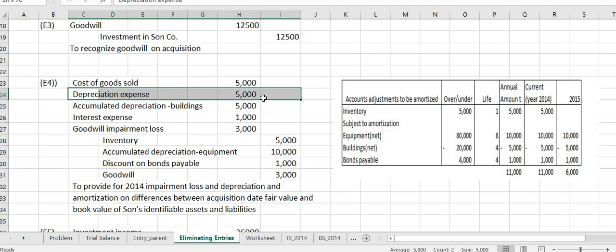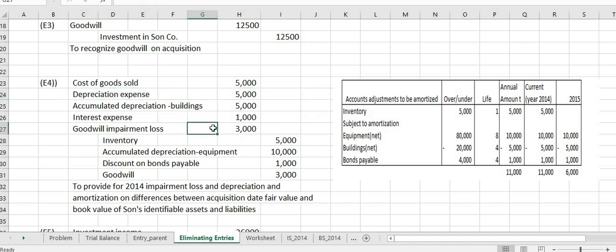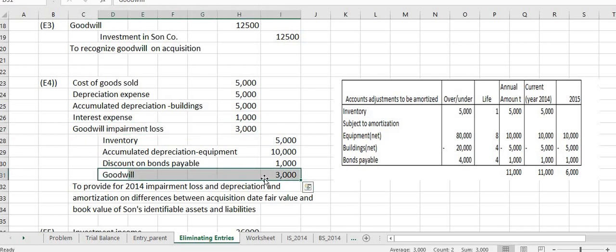But itong depreciation, ginet natin siya from the depreciation ni equipment. Yan siya. As to bonds, the entry for the amortization of the discount on bonds payable is actually a debit to interest expense and a credit to discount on bonds payable. Okay, as to impairment loss, that would be a debit to goodwill impairment loss and a credit to goodwill. Okay, it's actually the amortization of excess for the first year of acquisition.